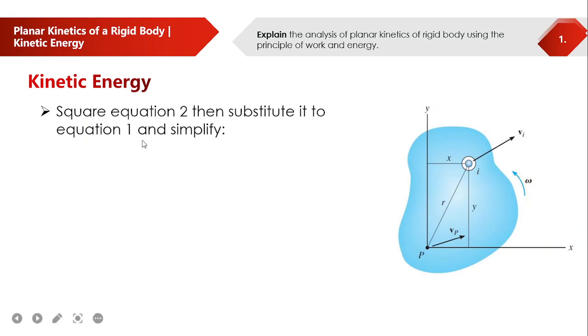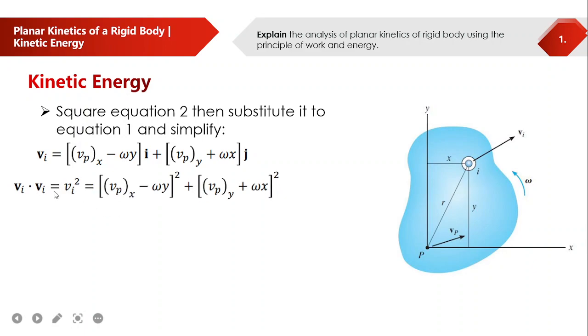So we square equation 2, then substitute to equation 1, because the velocity in our kinetic energy is squared. So we square both sides. That will be v sub I squared equals v sub p sub x minus omega y quantity squared plus v sub p sub y plus omega x quantity squared. We just square it.